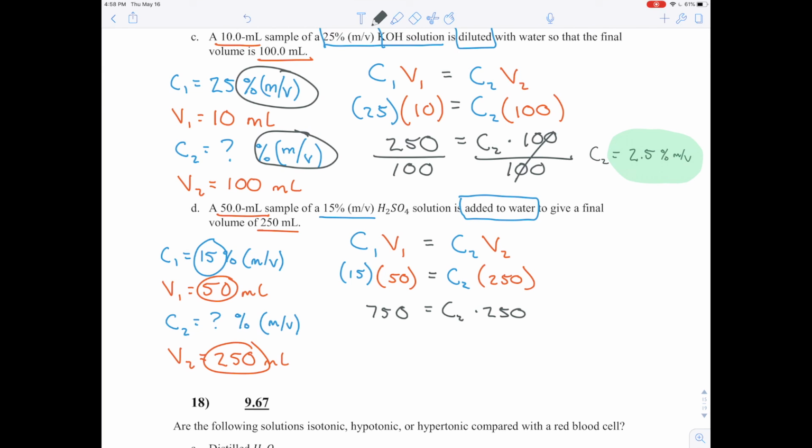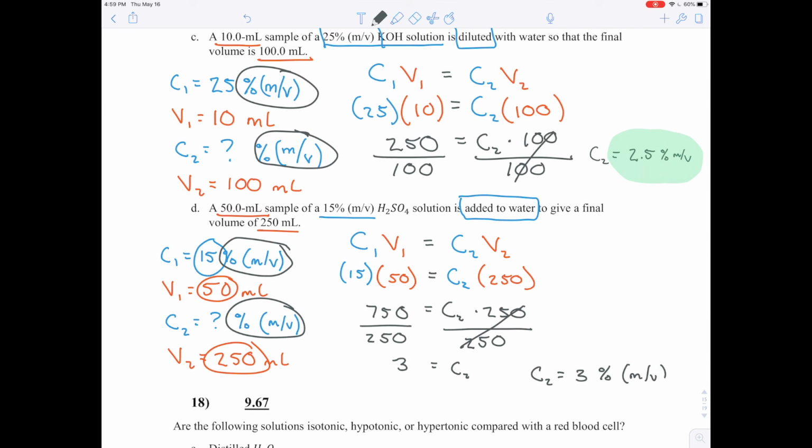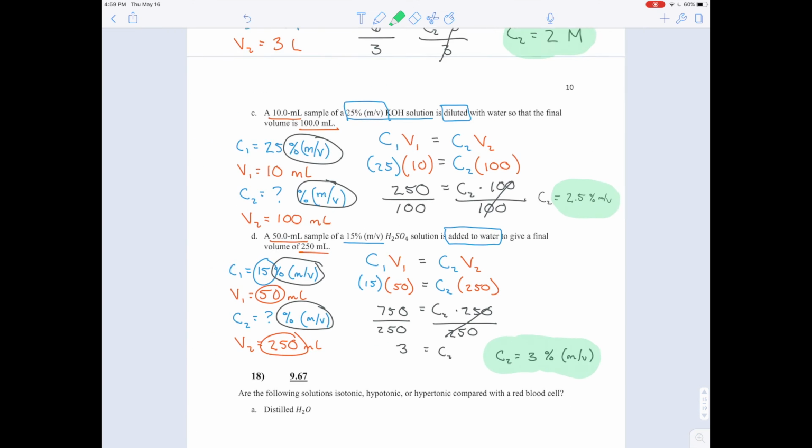Right now it's tied to the 250 through multiplication, so to untie it, we'll do the opposite operation, division, with the same number. If you do that to one side, you have to do it to the other. 250 cancels on the right, and we're left with C2 equals 750 divided by 250, and that would be 3. So C2 would be 3, and remember the units for this, because we plugged in percent mass volume, that's the unit we're going to get out. So we'll have percent mass volume. And so that would be the concentration after you've done the dilution.